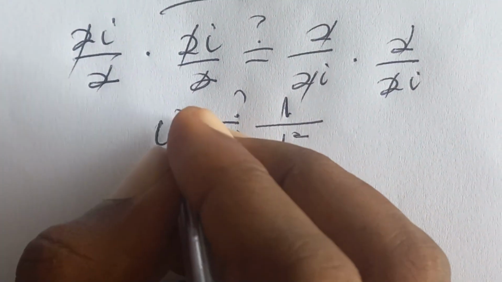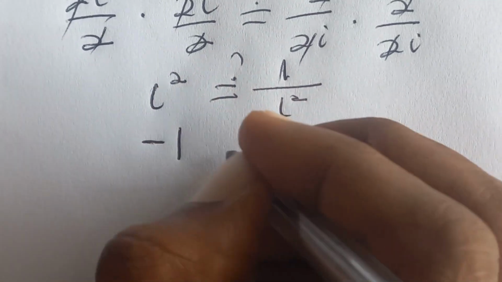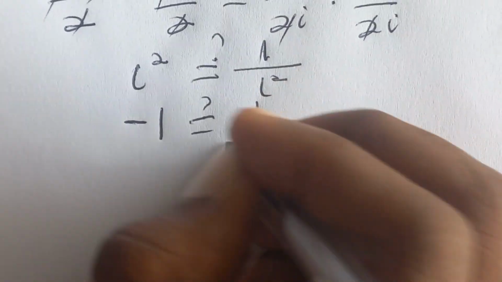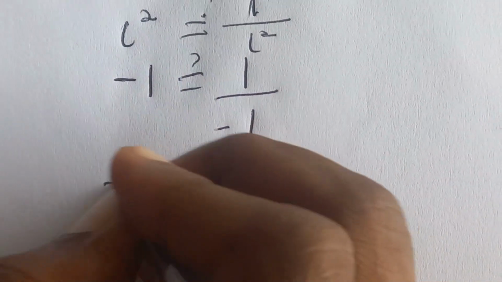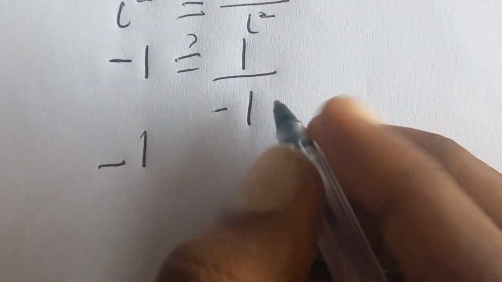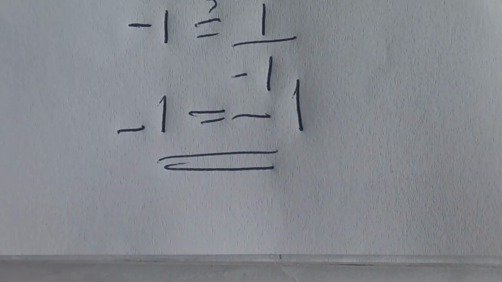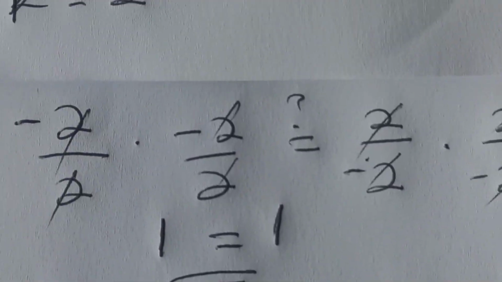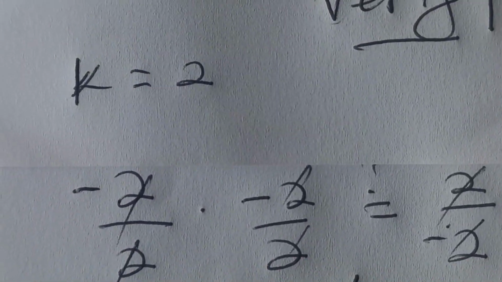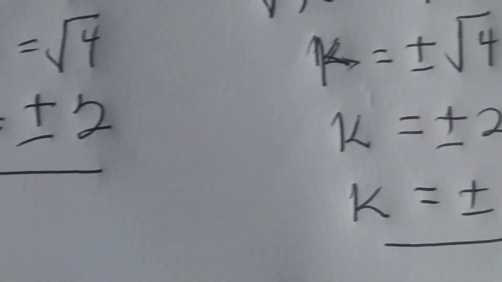So i squared, we are going to get negative 1 is equal to 1 over negative 1, the same as negative 1. So this is it. So it means that our answer is k is equal to plus or minus 2 or k is equal to plus or minus 2i.